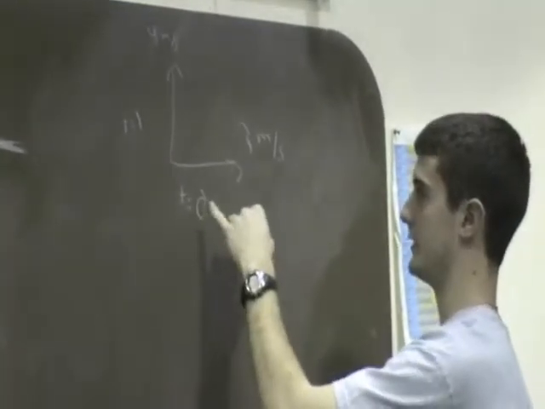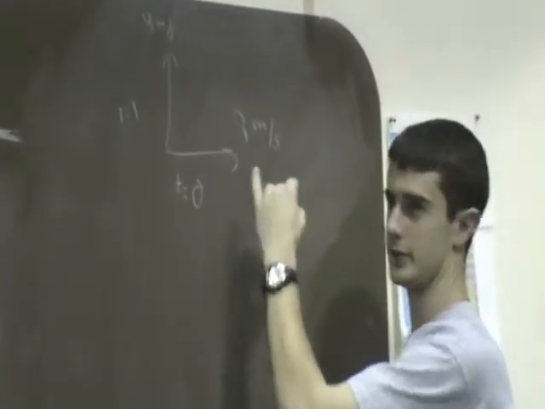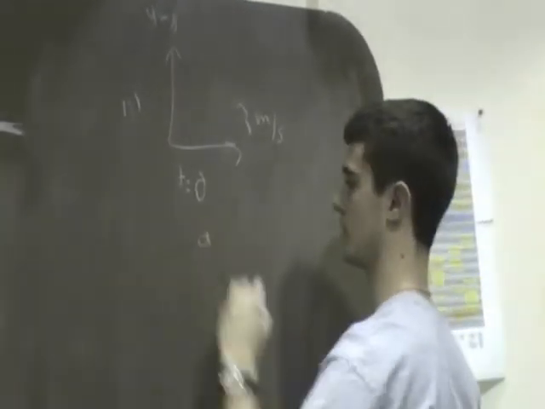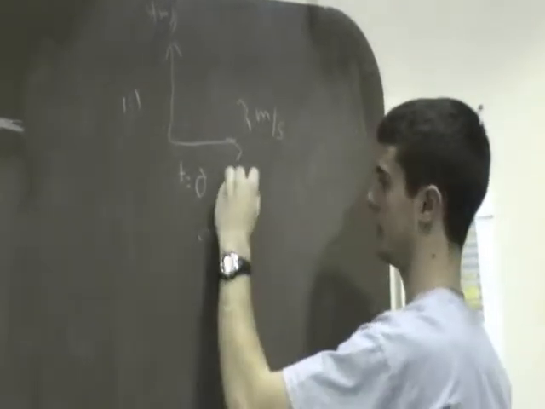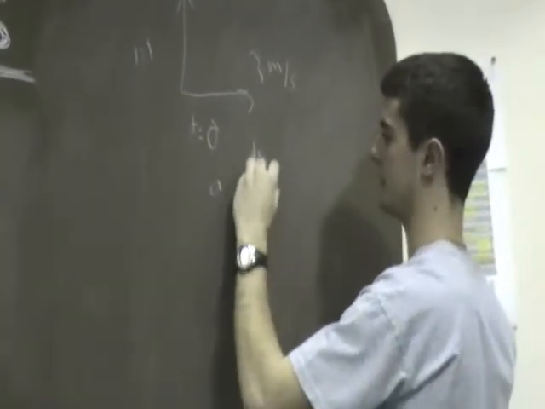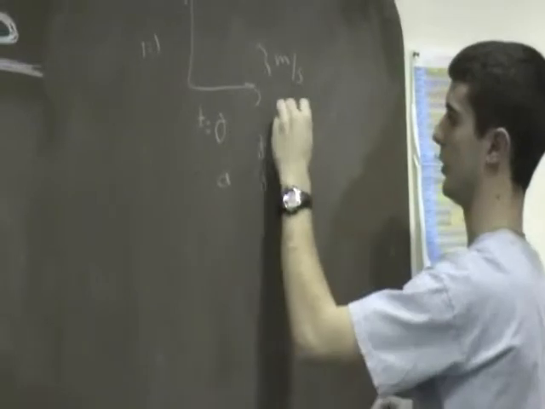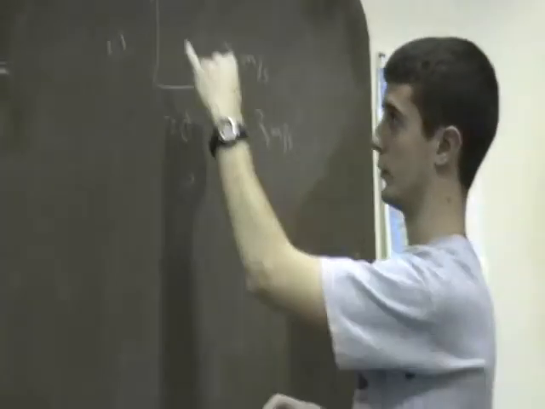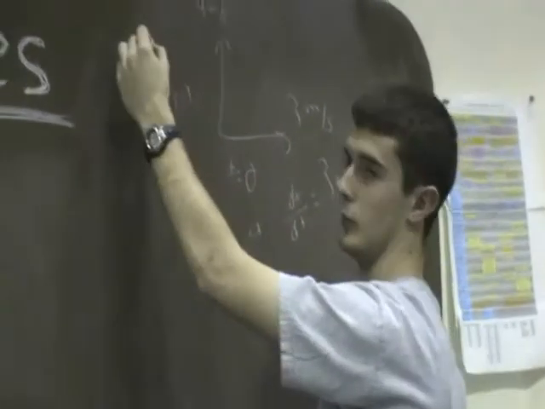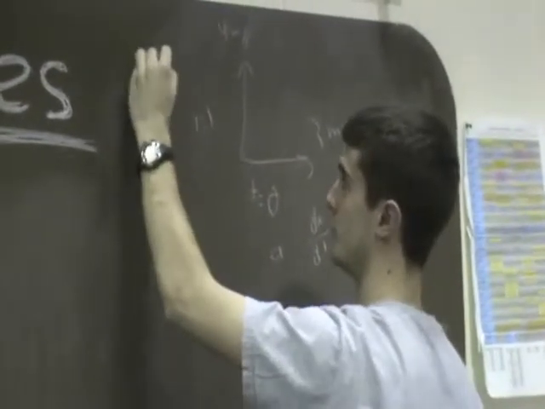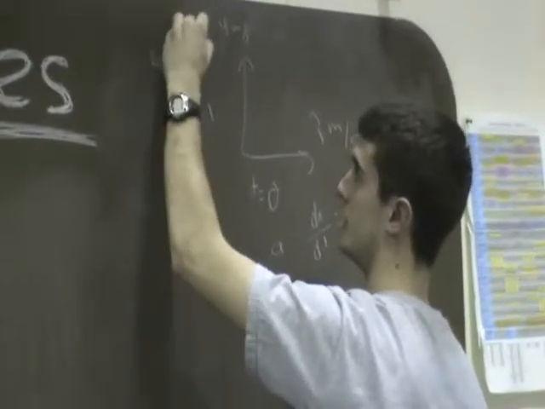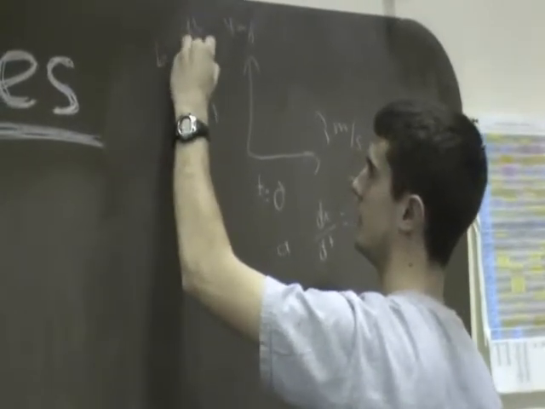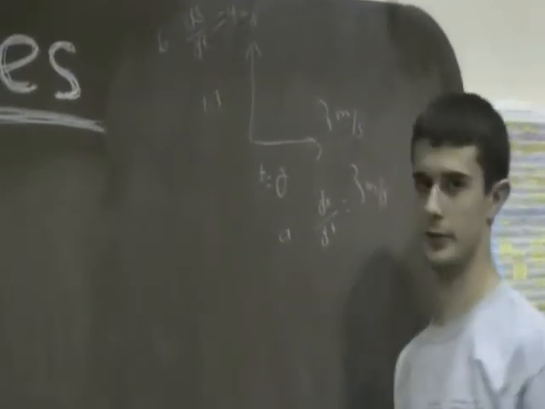So let's define the distance that this car has traveled east as a, which means the rate it is traveling is dA/dt, or in this case we know is 3 meters per second. Similarly, we'll define the same for the car traveling north. We will say that the distance it has traveled is b, and the rate is dB/dt, which we know is 4 meters per second.